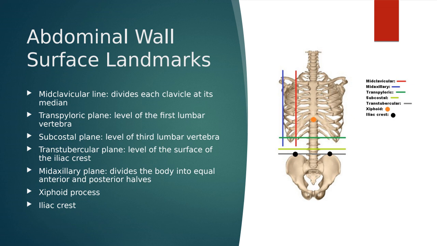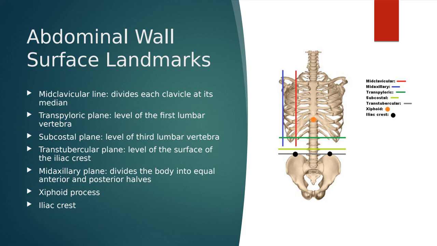We also have a subcostal plane. This is going to be the level of the 3rd lumbar vertebrae. So anatomy recap, we should know we have a cervical spine, a thoracic spine, a lumbar spine, a sacrum, and a coccyx. So at the level of our 3rd lumbar vertebrae, that's going to be our lower back. That is actually going to be our light green or our lime green line.